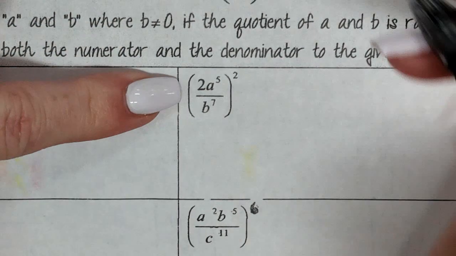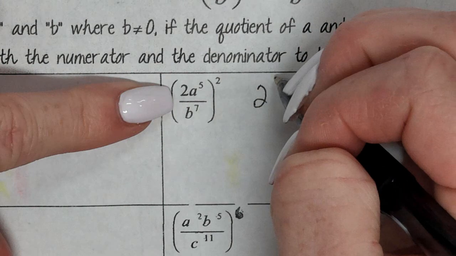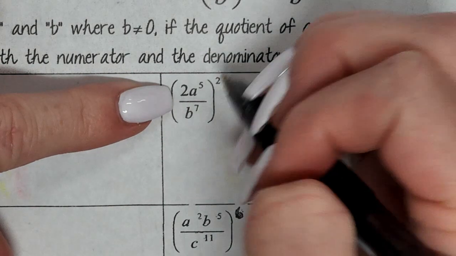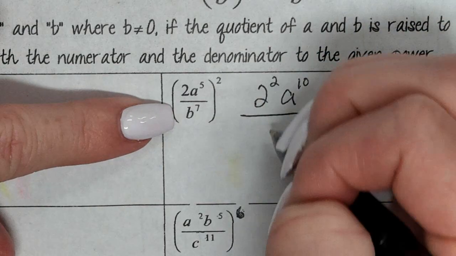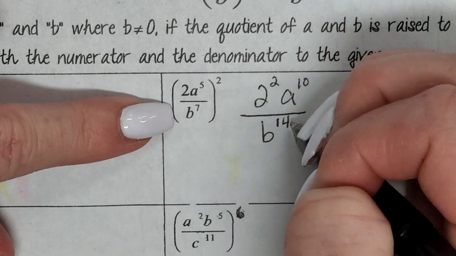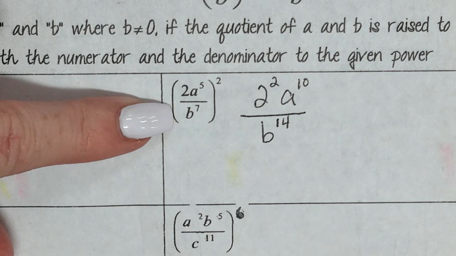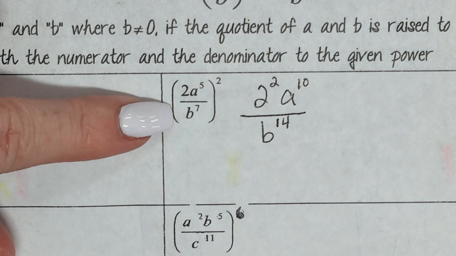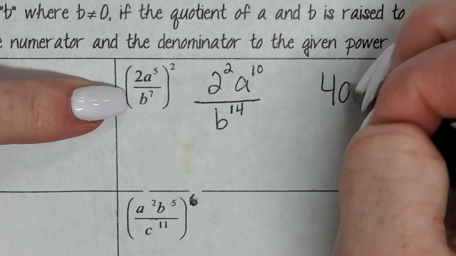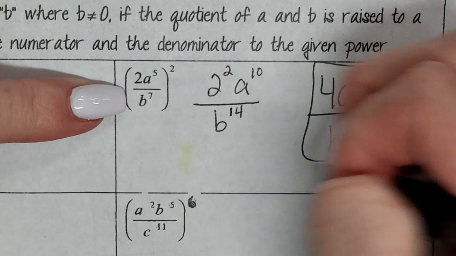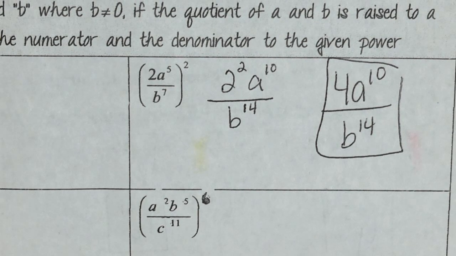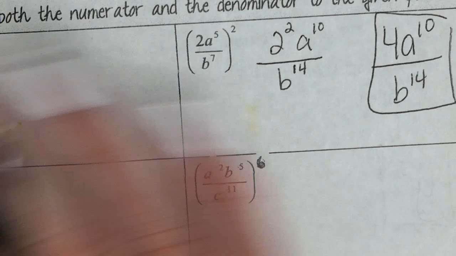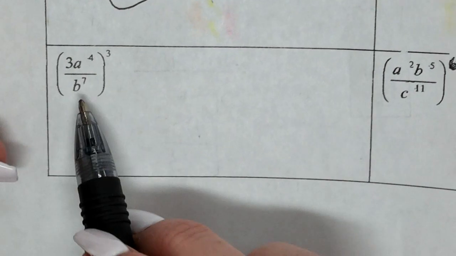This one, what is this going to be? 2 to the power of 2. A to the 5th is raised to the power of 2, so a to the 10th over b to the 14. Can anything be combined? I can't combine anything, but can I expand 2 squared? So 4a to the 10th over b to the 14th. Okay, y'all try this one on your own.